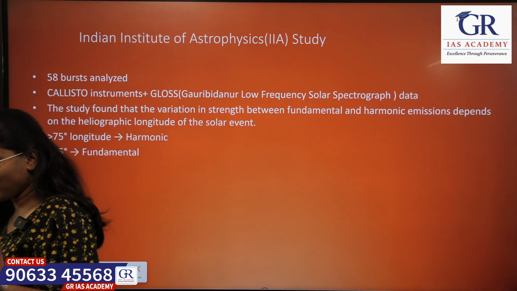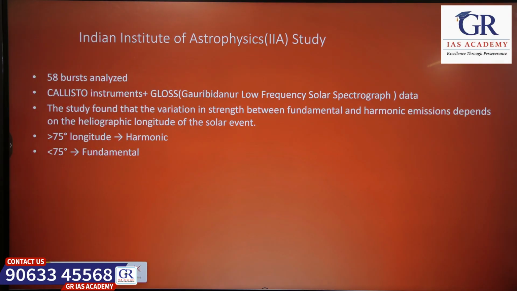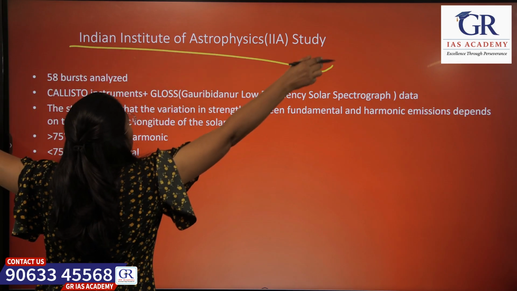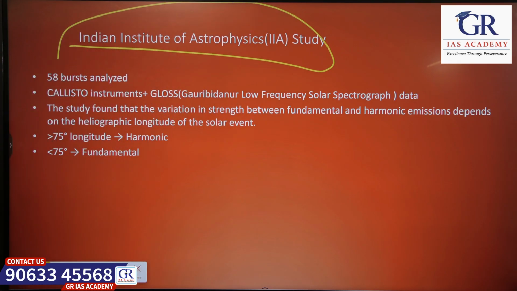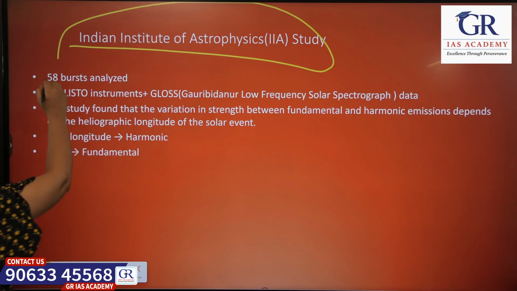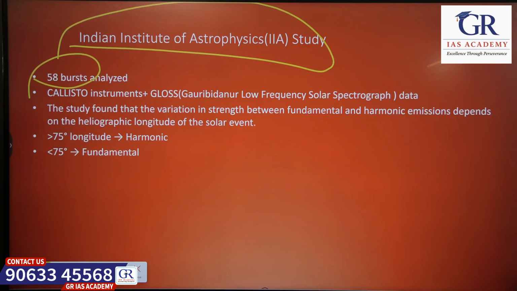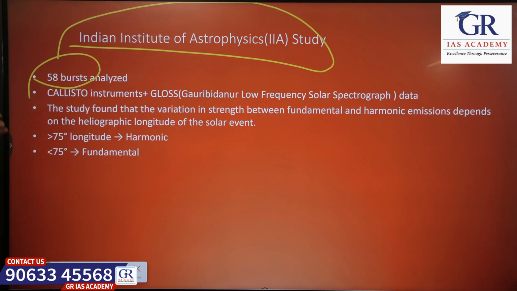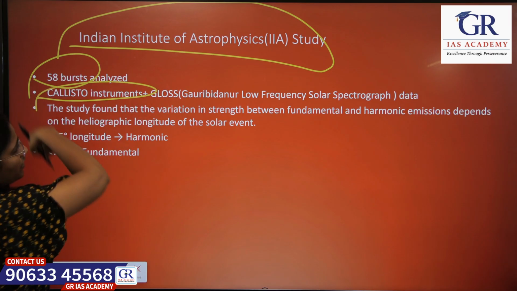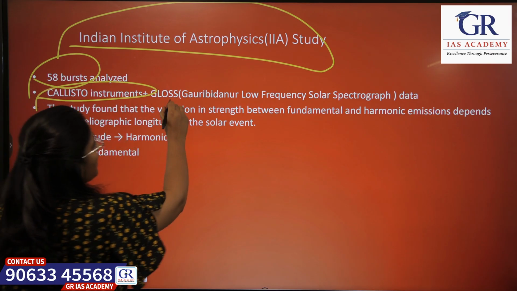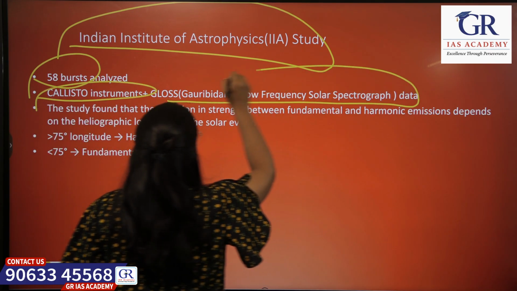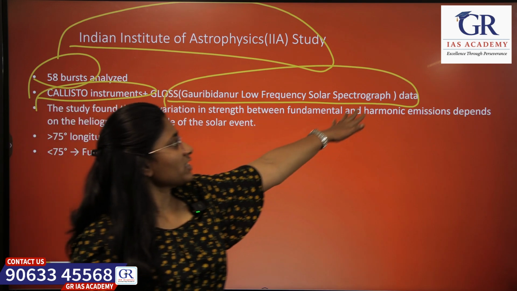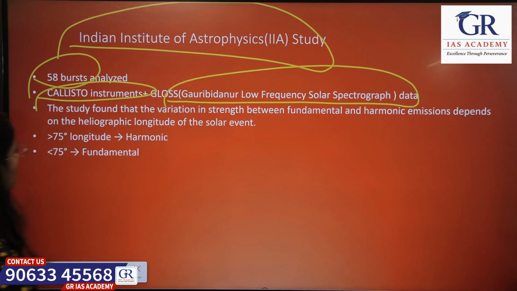Who conducted these experiments? The Indian Institute of Astrophysics studied the coronal mass ejections. They analyzed around 58 bursts, that is 58 coronal mass ejections. And what instruments did they use? Global Callisto instruments and India's GLOS, that is the Gauribidanur Low Frequency Solar Spectrograph, were used for the study.